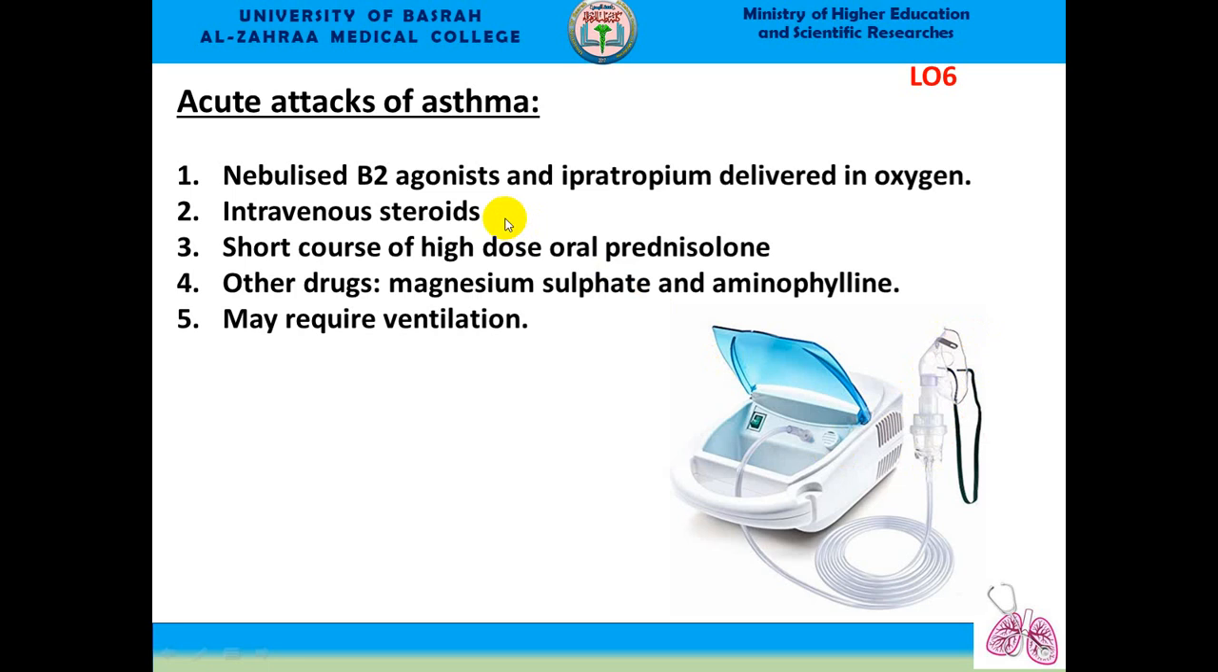Then we should give intravenous steroids like hydrocortisone intravenously. And then we could give a short course of high-dose oral prednisolone. Sometimes, in severe cases, we may need other drugs like magnesium sulfate and aminophylline given through intravenous infusion. And as I said, in life-threatening asthma, when there is respiratory failure type 2, the patient might require admission to the intensive care unit with assisted ventilation.